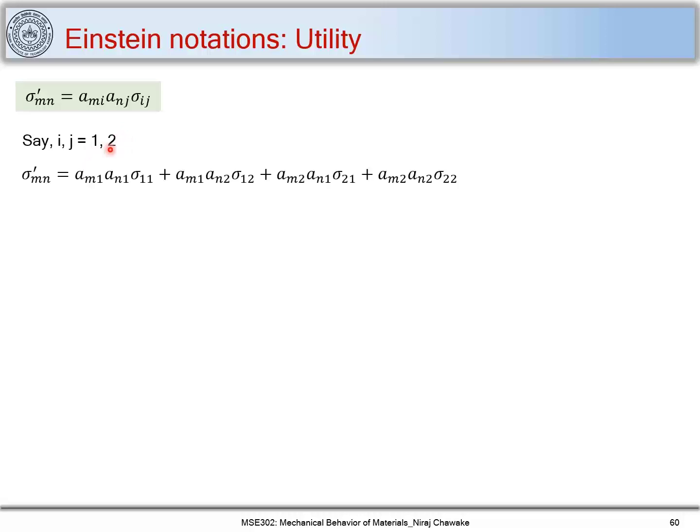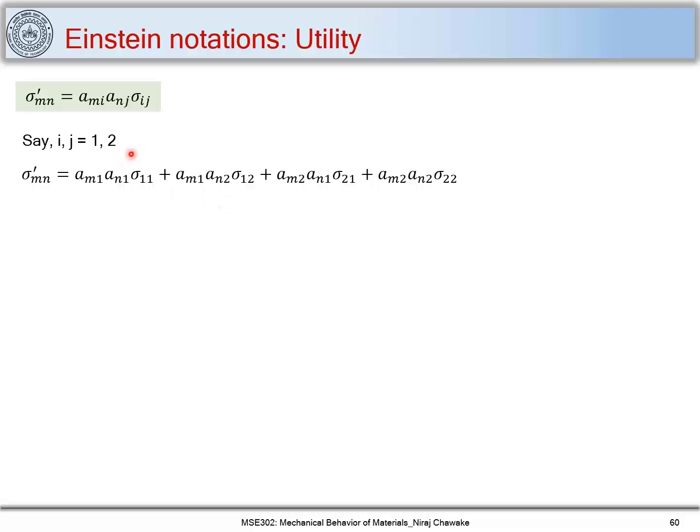So let me write it down. So I can write this term. So let's consider first i takes a value of 1 and then 2. Similarly, j takes value of 1 and then 2. So I can write a_m1 a_n1 sigma 11 plus a_m1 a_n2 sigma 12 plus a_m2 a_n1 sigma 21 plus a_m2 a_n2 sigma 22. So what I have done here is that we have put i equal to 1 in the first case, and in the second case i is 2.